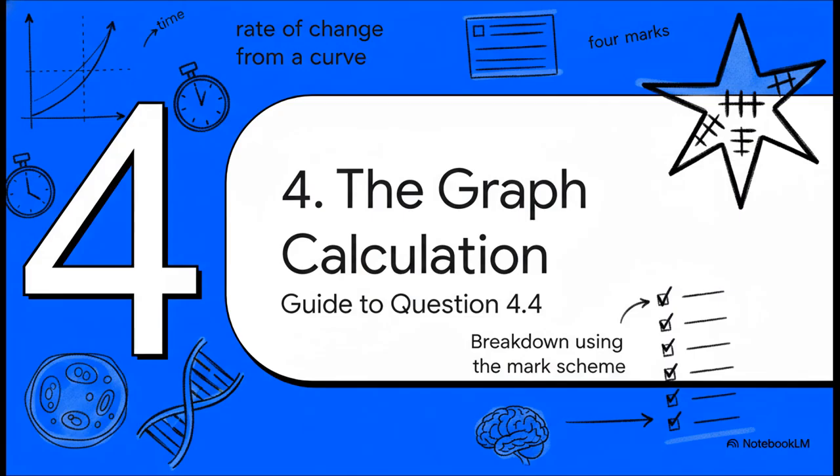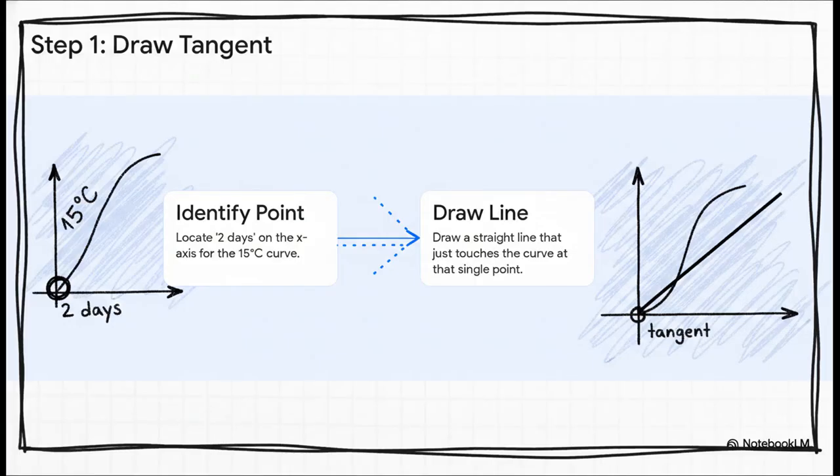Okay, this next part, 4.4, is where a lot of students can lose marks. It's a 4-mark calculation, asking for a rate of change from a curve. But honestly, if we break it down using the mark scheme, it's perfectly manageable. So the very first step, and this is your first mark right here, is to draw a tangent to the curve. The question is very specific. It has to be on the 15-degree curve and at exactly the 2-day mark. Remember, a tangent is just a straight line that just touches the curve at that single point.